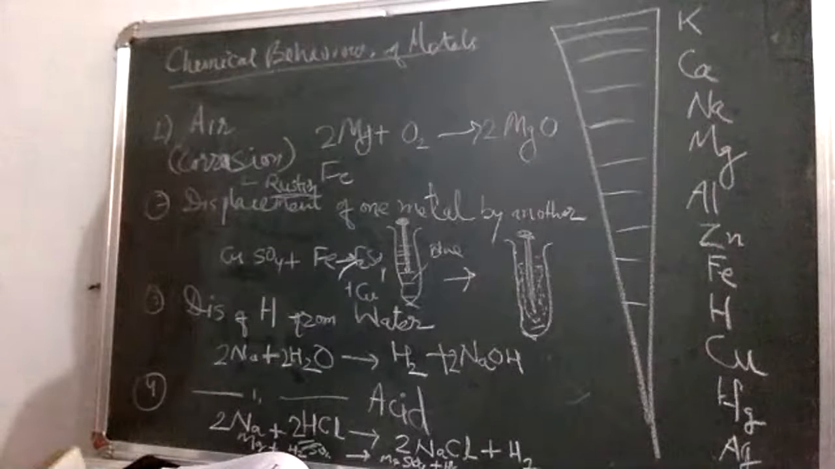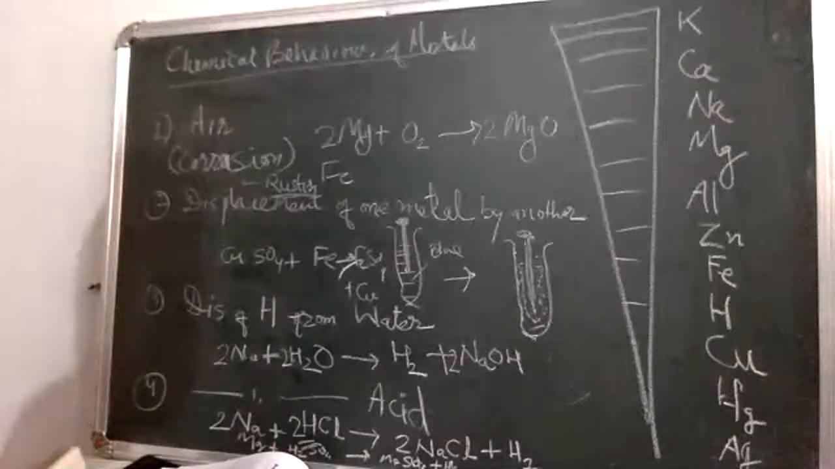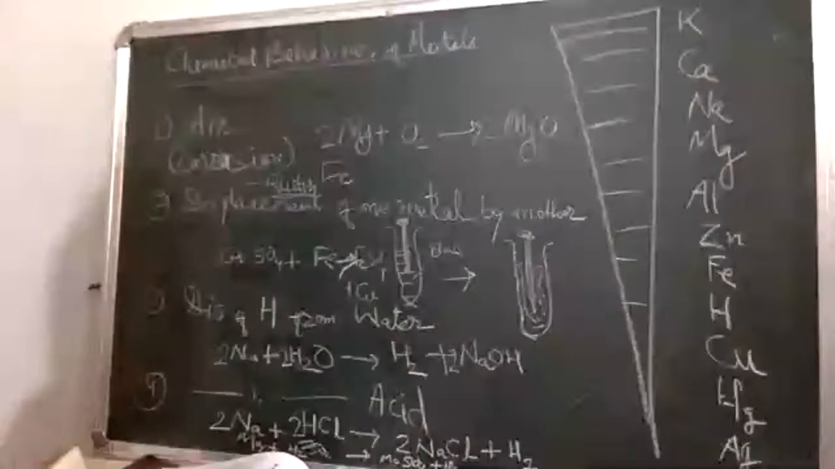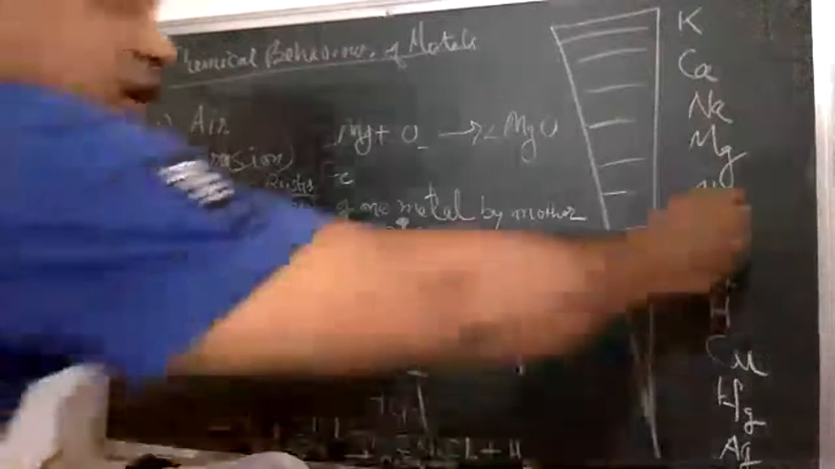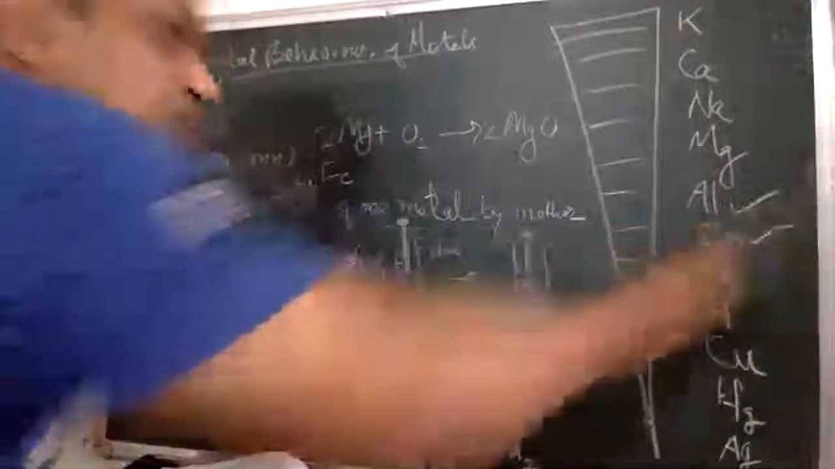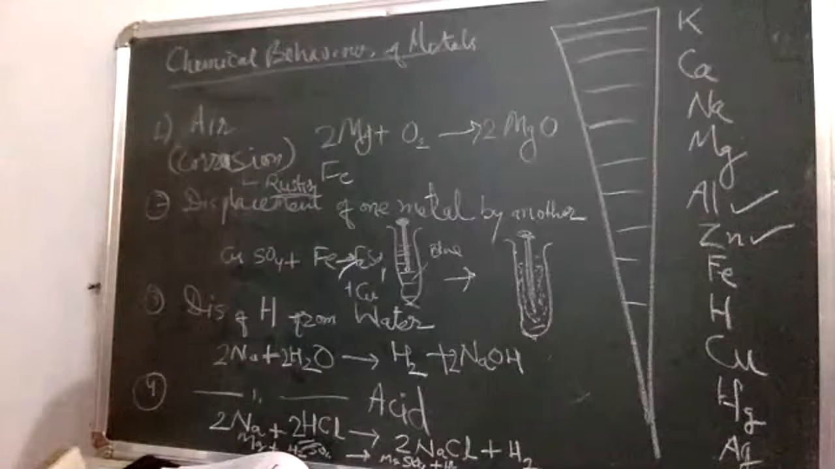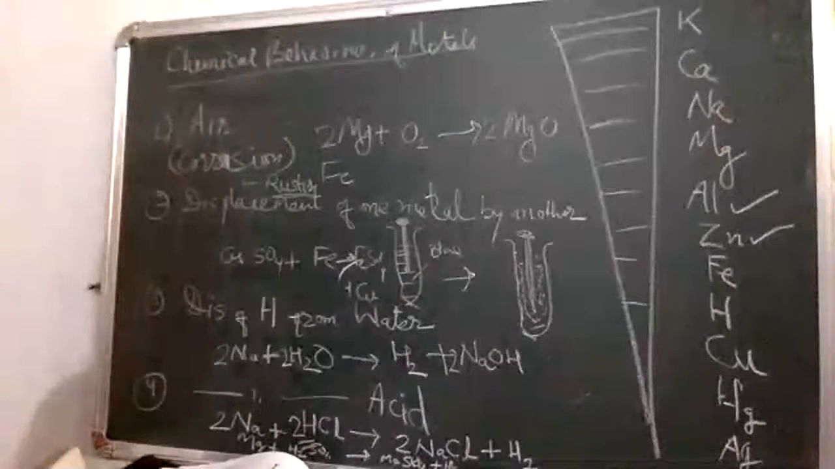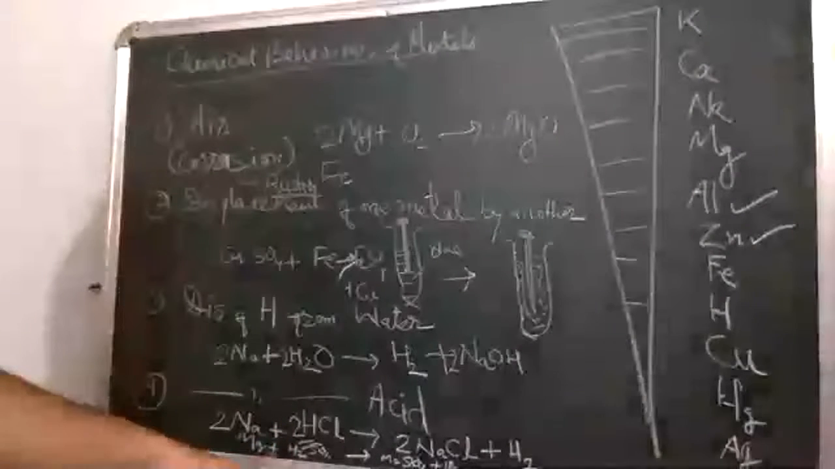Only some metals like aluminum and zinc dissolve in alkalis. Not all metals get dissolved in alkalis. Alkalis means base. So only aluminum and zinc can be dissolved in alkaline solutions. Like aluminum plus potassium hydroxide will become potassium aluminate and hydrogen. This was all, but the one example I gave was displacing hydrogen from acid.